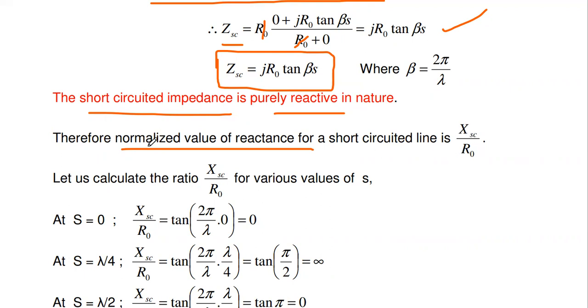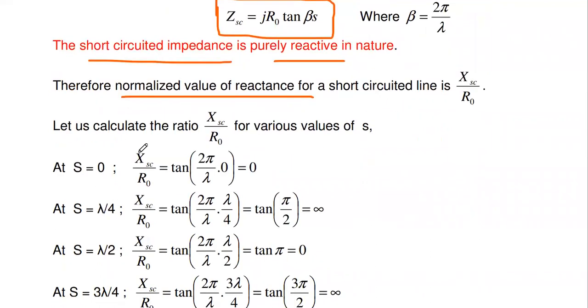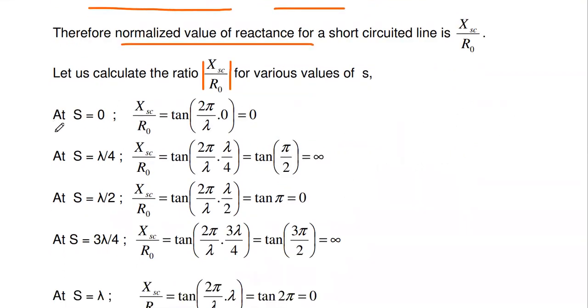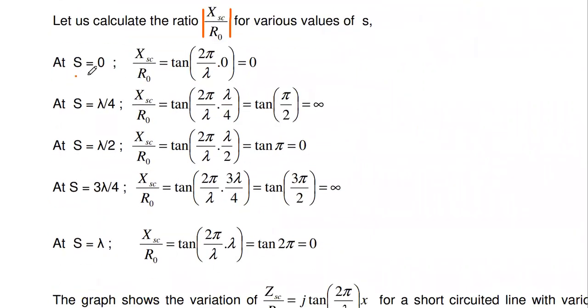The normalized value of reactance for a short circuited line is ZSC divided by R0, or XSC divided by R0, which is j tan beta S. For different values of XSC divided by R0, we are going to calculate the value and draw the graph. Here you take only the magnitude part, and for various values of distance S we calculate. First we consider the distance S equal to 0.